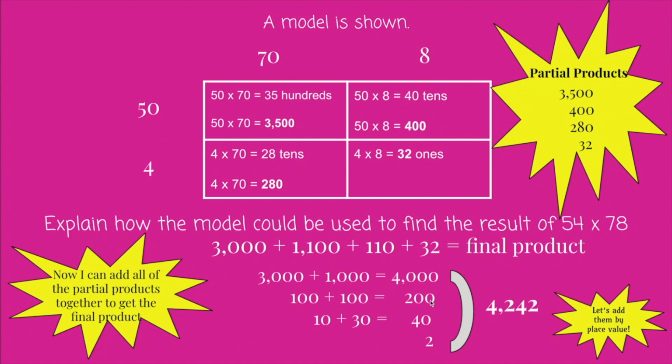Now, once you add all these up, you can line these place values up and you can see you have 2 ones, 4 tens, 2 hundreds, and 4 thousands. And that is how you can solve, using the multiplication strategy of the area model, double digit times double digit. So we found our partial products and then we added them together to find our final product.